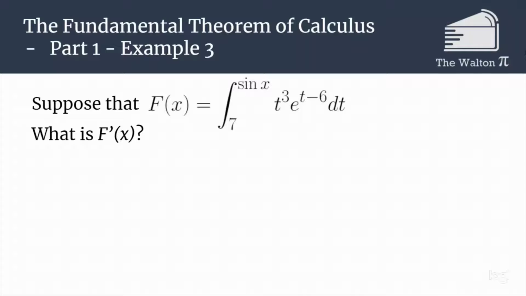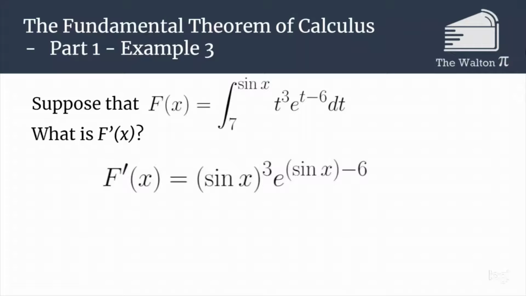For a third example, let's say that f of x is the integral from 7 to sine of x of t cubed e to the t minus 6 dt. What's the derivative of this? Well, it's close to the right form. It's a constant to something in x, but the problem is it's not just x. So this is where we're actually going to have to use the chain rule.